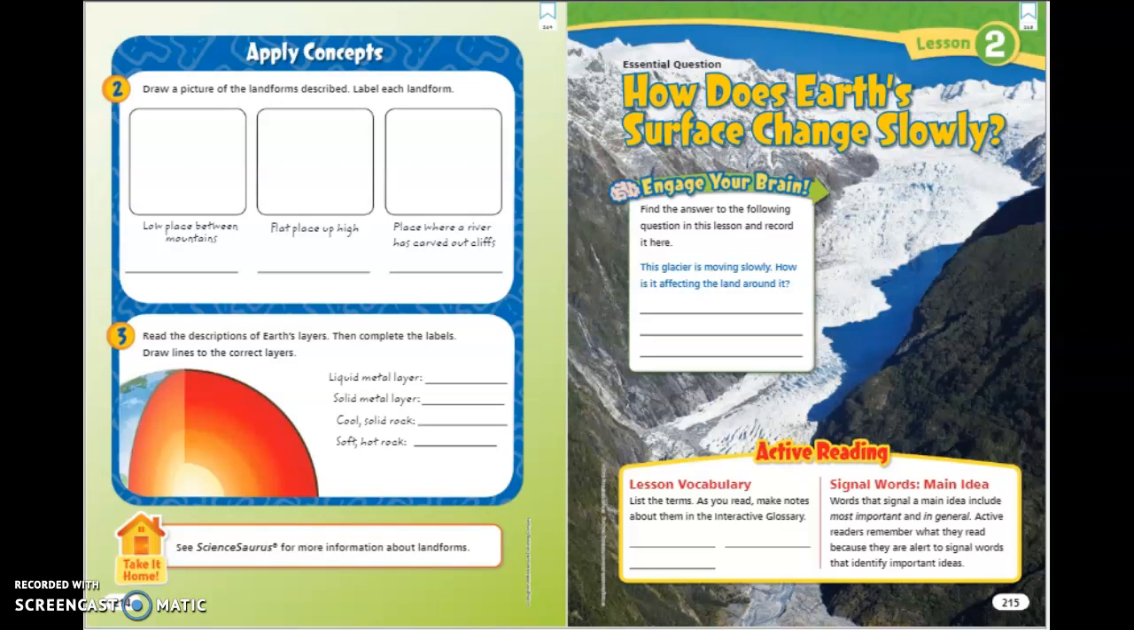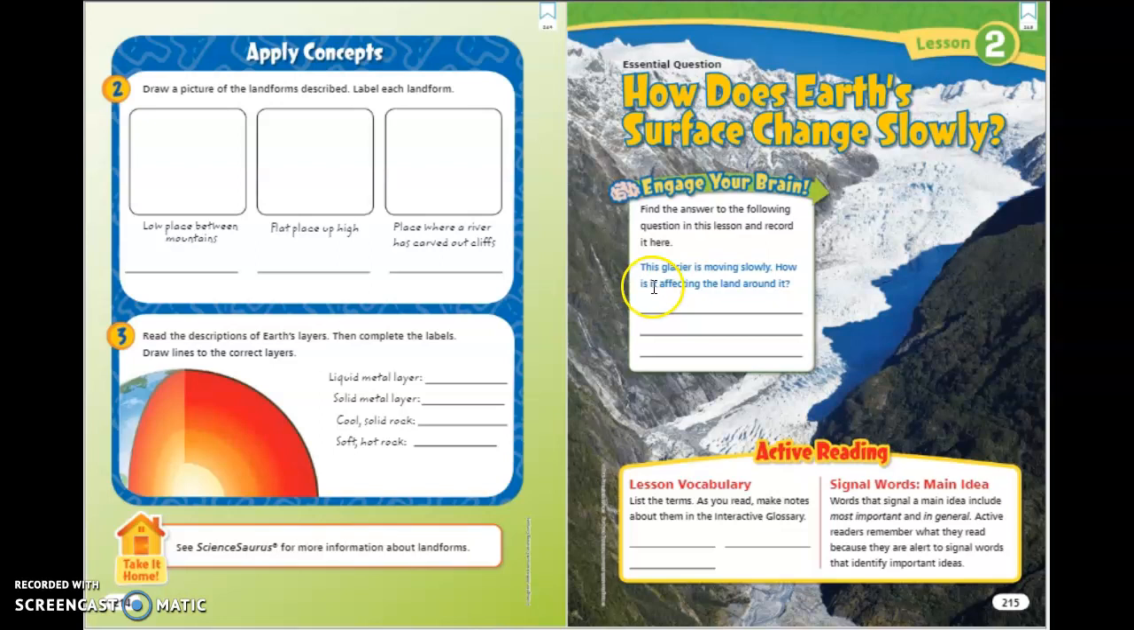We are starting Unit 5, Lesson 2. You should be on page 215 in your science notebook. The essential question: how does Earth's surface change slowly? Now we're going to go down to the Engage Your Brain. You're going to find this answer to the question throughout the lesson. When you find it, go back and write it on the blank below.